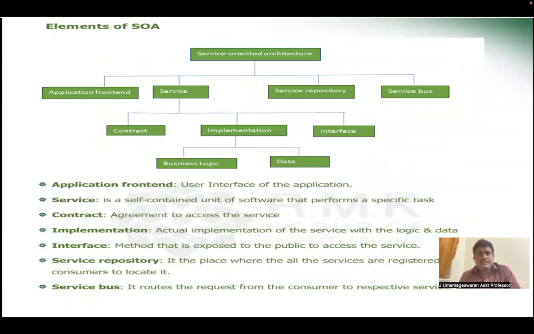So service-oriented architecture normally contains an application front end, services, a service repository, and a service bus. Coming to the services, they are categorized into three parts: a contract, implementation, and interfaces. The implementation covers the business logic and the data. The application front end is the user interface.